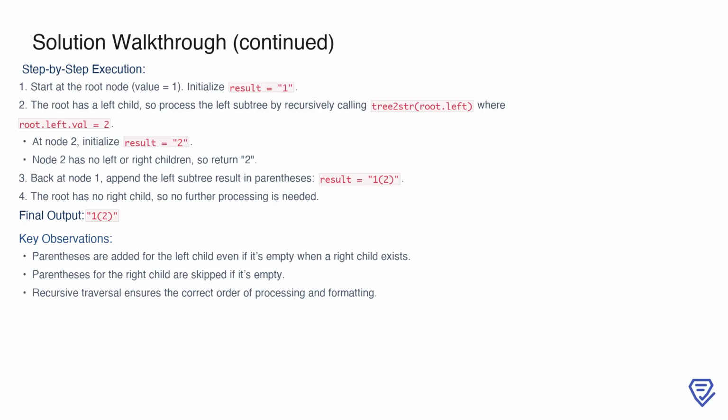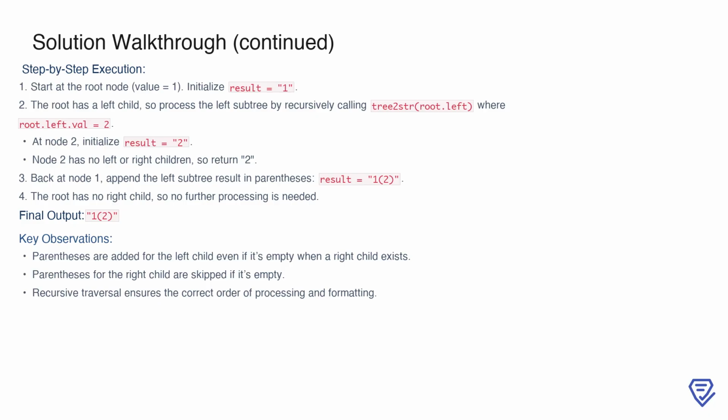Back at the root, we append the left subtree result inside parentheses, updating the result to 1, 2. Since the root has no right child, there's no need to add parentheses for the right child. The final output for this tree is the string 1, 2.